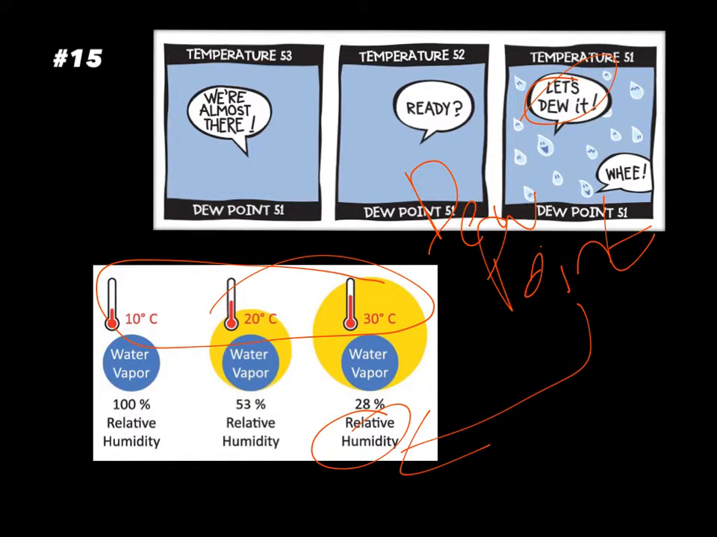So if it's 10 degrees Celsius, water vapor would be 100% relative humidity. However, if it's 20 degrees Celsius, it would be 53% relative humidity, and 30 degrees Celsius, which is even warmer, 28% relative humidity. So this, remember, relative humidity is the amount of water that air can hold.